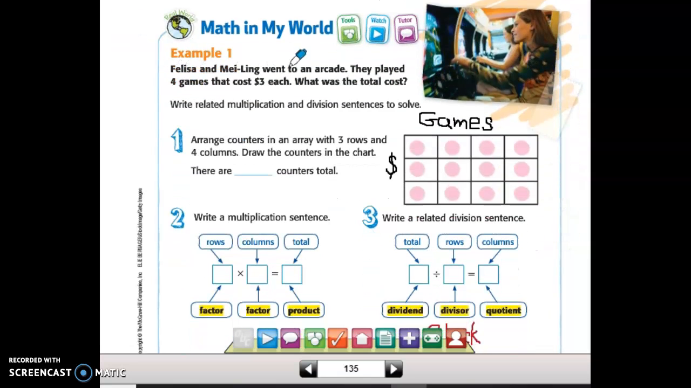Felisa and Mei Ling went to an arcade. They played 4 games that cost $3 each. What was the total cost? Write related multiplication and division sentences to solve.